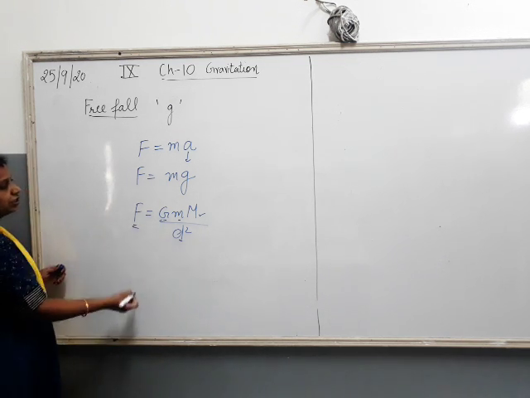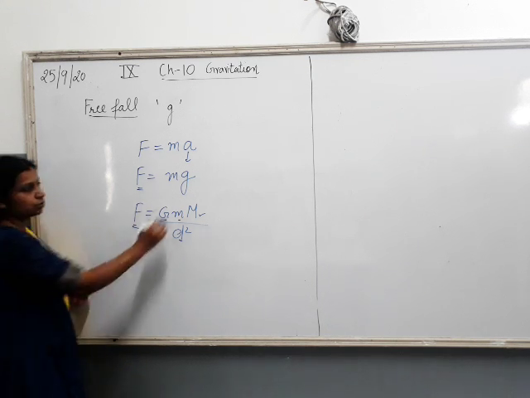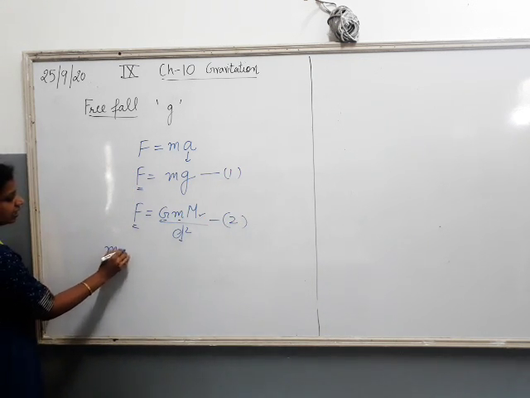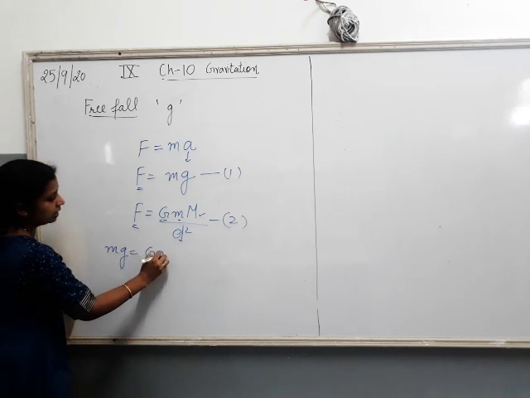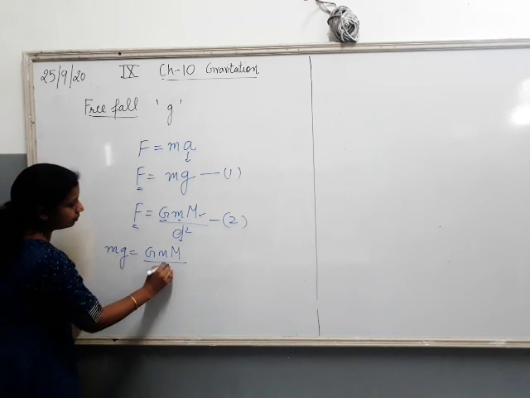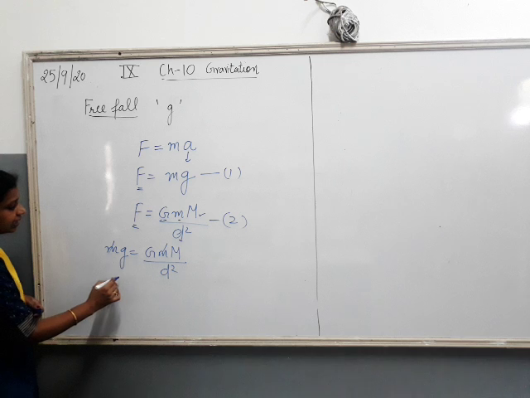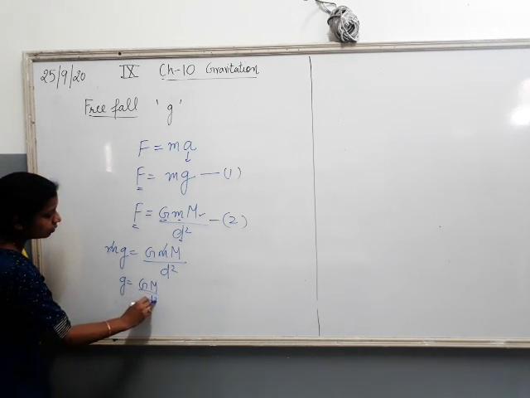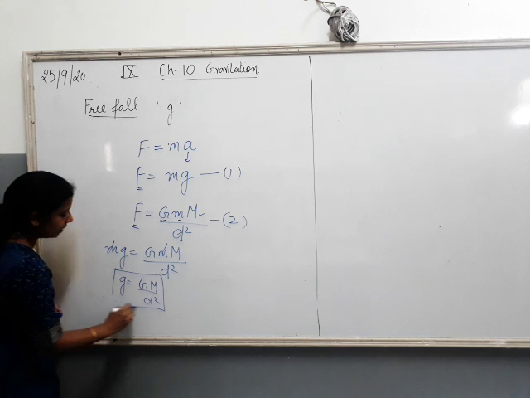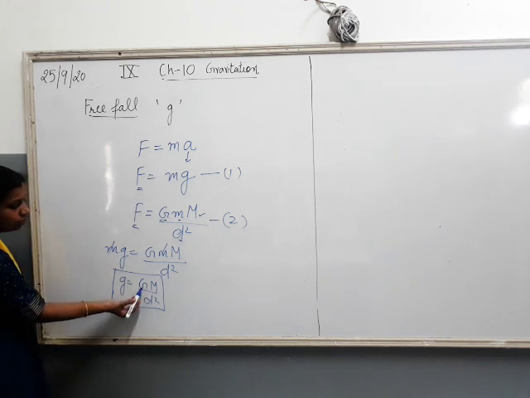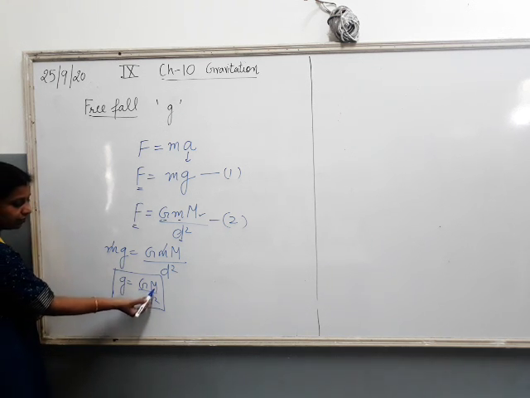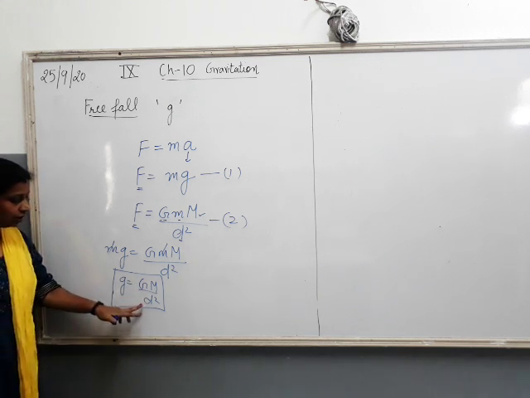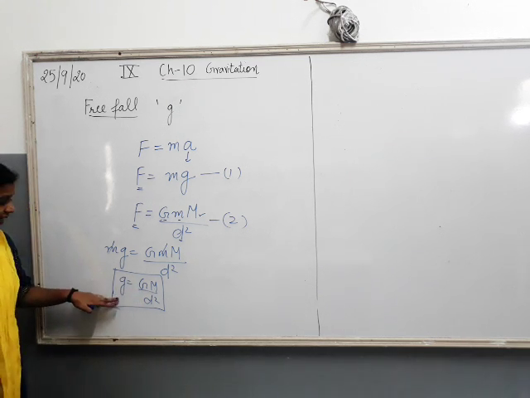Now this is also gravitational force, this is also gravitational force. So these two equations I can equate. When I equate this, mg is equal to GmM upon d square. This m will get cancelled, so my g is GM upon d square. So the acceleration provided by gravitational force is equal to G into mass of the Earth divided by the square of the radius of the Earth. Now, if you know the values of all these, you can find the value of this acceleration.